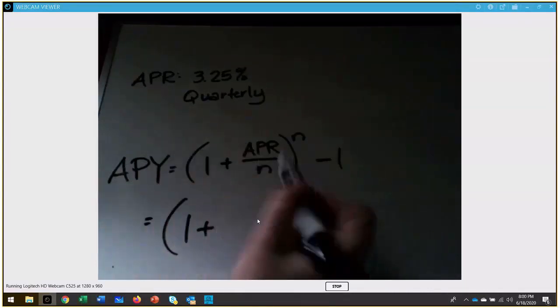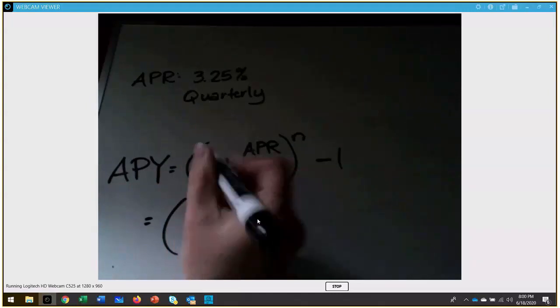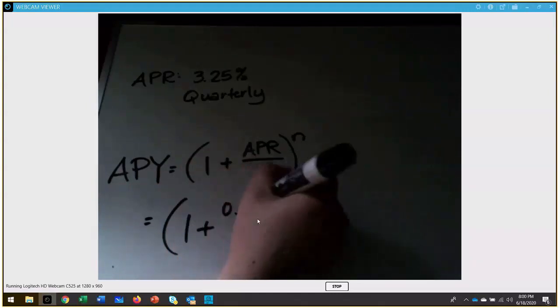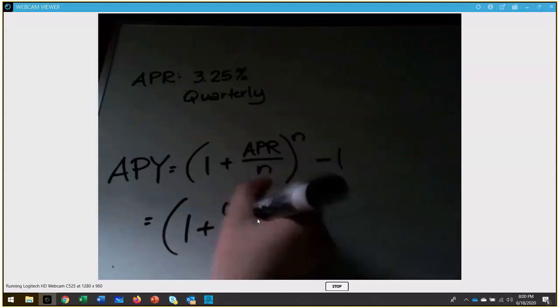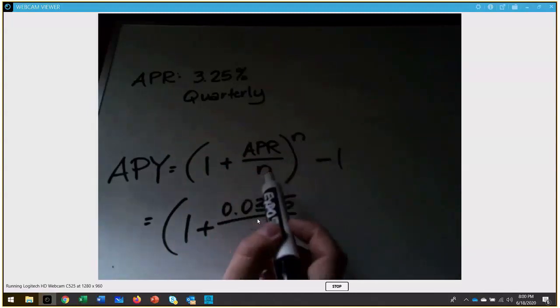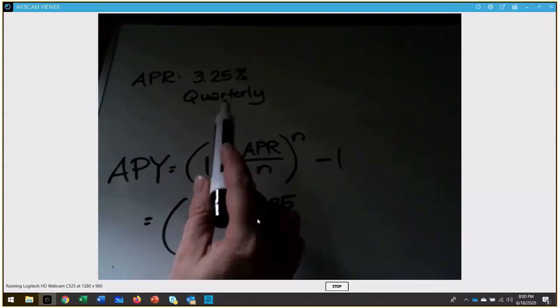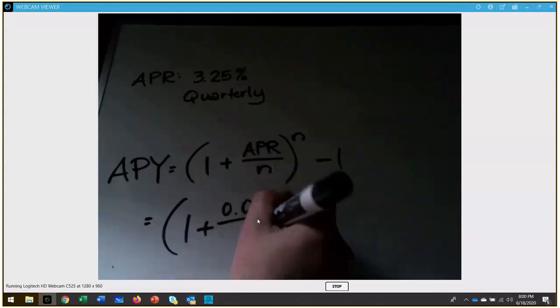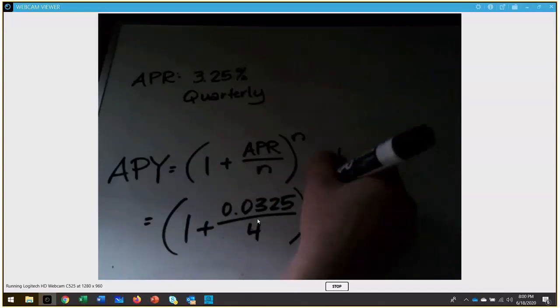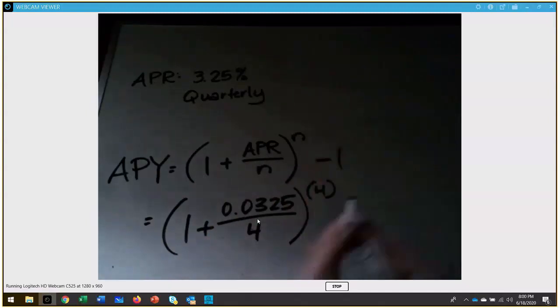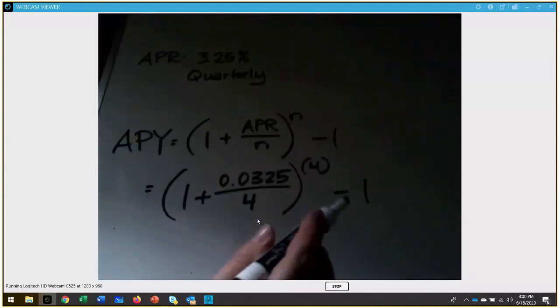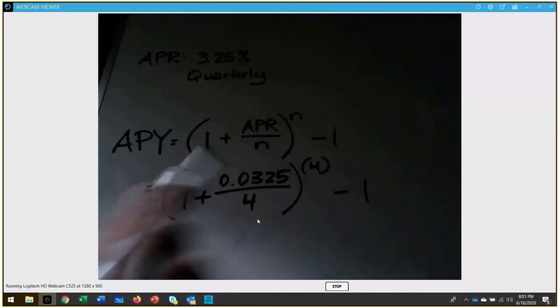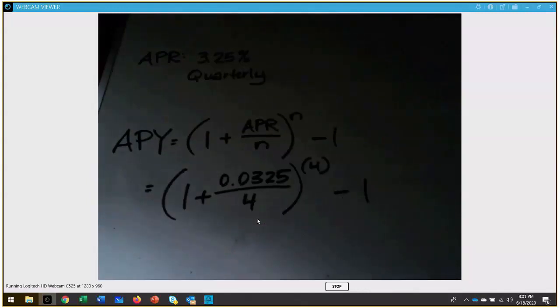All right, so my APR is 3.25%. So in decimal form, it's 0.0325 over N. N is quarterly, so N is 4 here and here. And then we're going to just subtract 1 off of that. And then when we're done with that, we're going to get a decimal, and then we'll hit times 100, and that'll change it to percent form. So let's try it, and let's see what you get.